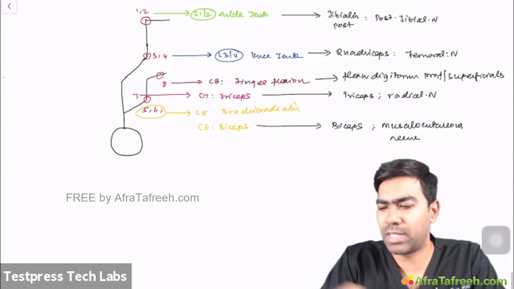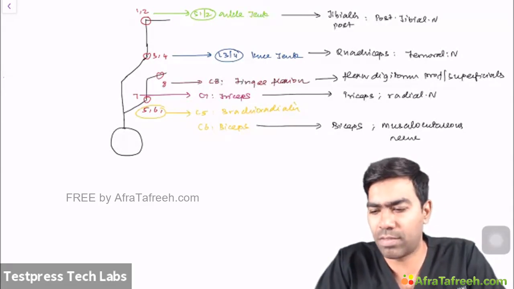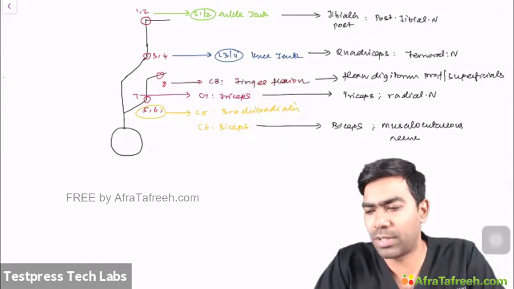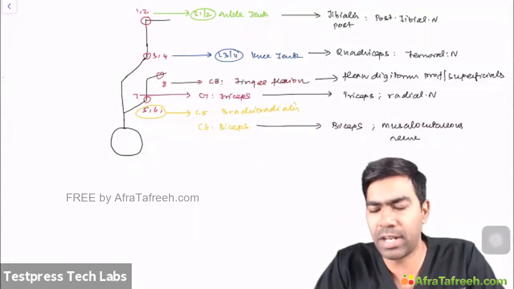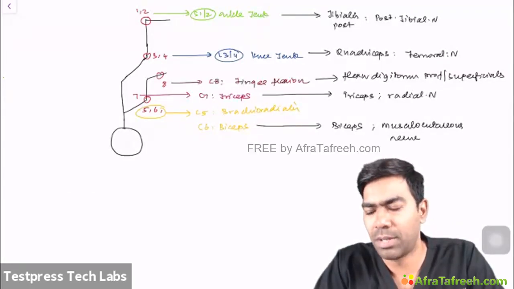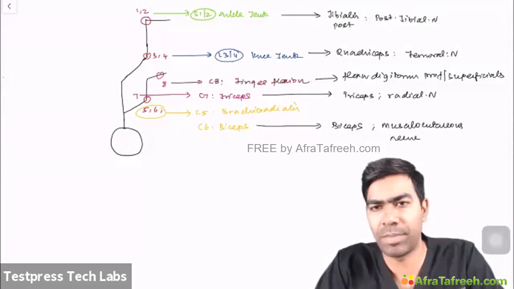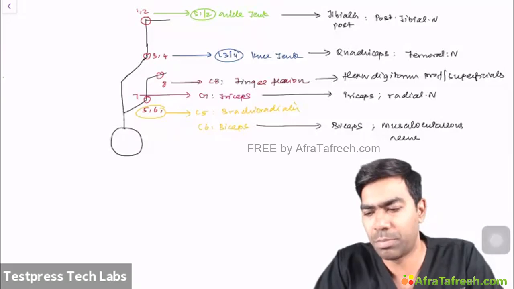So remember, this is basically supplied by the median nerve once again. Flexor digitorum profundus and superficialis, except the medial 2 heads of the flexor digitorum profundus, remaining everything is basically supplied by the median nerve only. It's one of the important nerves of the flexor compartment. But except for the medial two heads and medial two tendons, remaining everything is basically supplied by the median nerve only.